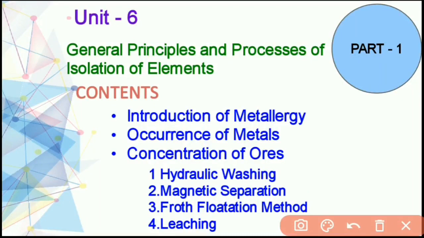Today we are going to start class 12 chemistry unit 6, general principles and processes of isolation of elements. In part 1 we will cover the following contents: introduction of metallurgy, occurrence of metals, concentration of ores by hydraulic wash, magnetic separation, froth flotation and leaching. All these processes are based on the properties of ore and gangue.